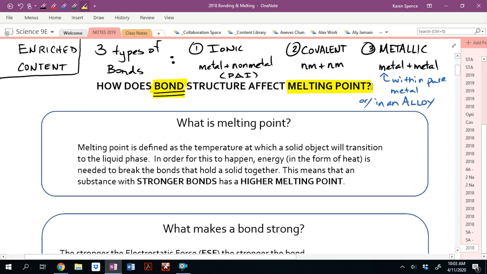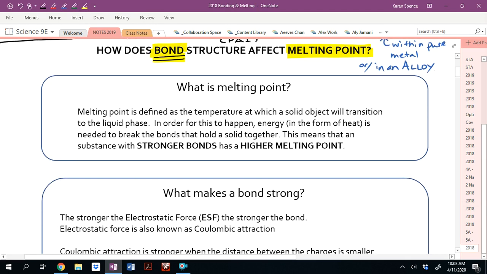First of all, what is melting point? Melting point is defined as the temperature at which a solid object will transition to the liquid phase. Now, how does a solid turn into liquid? Some form of energy, in the form of heat, is needed to break the bonds that hold the solid together. If a substance has stronger bonds, you're going to need to apply more energy.